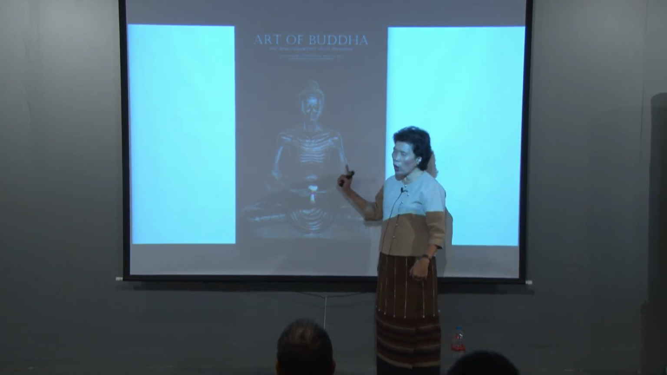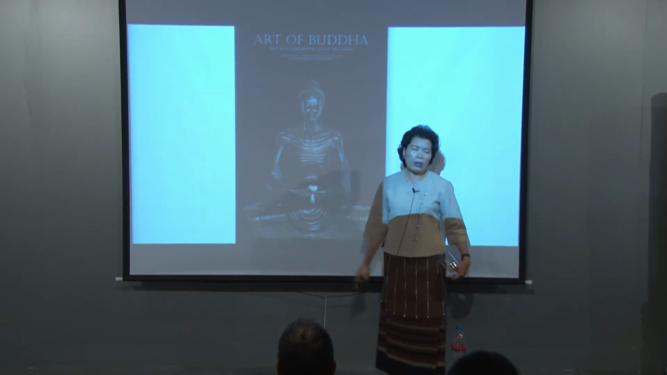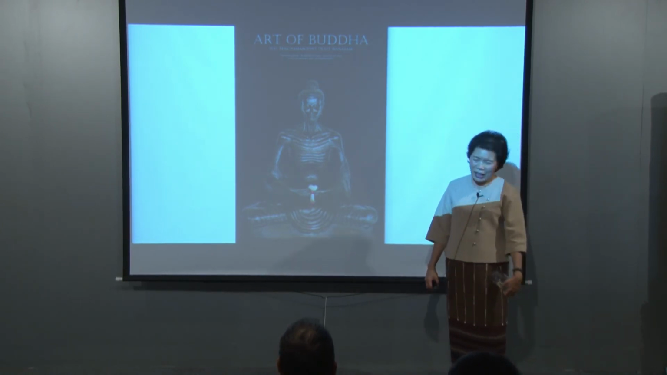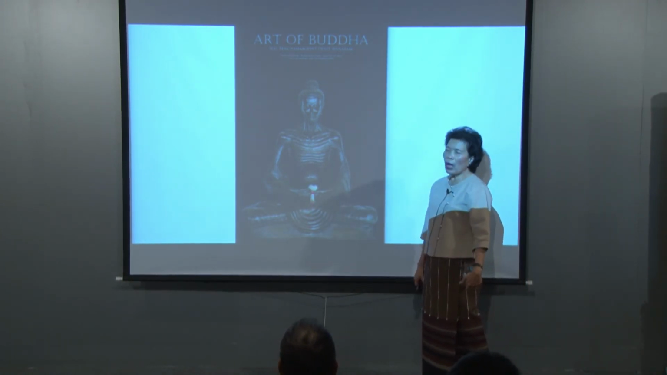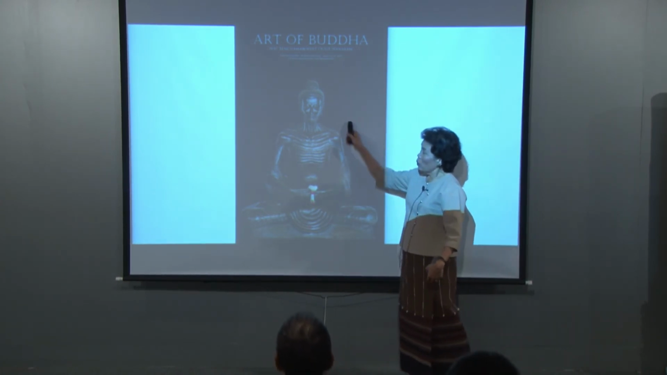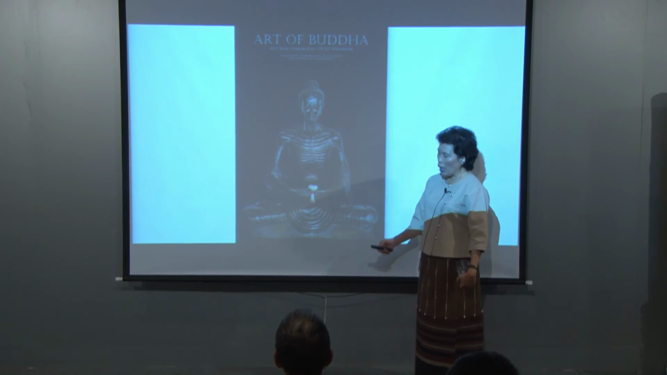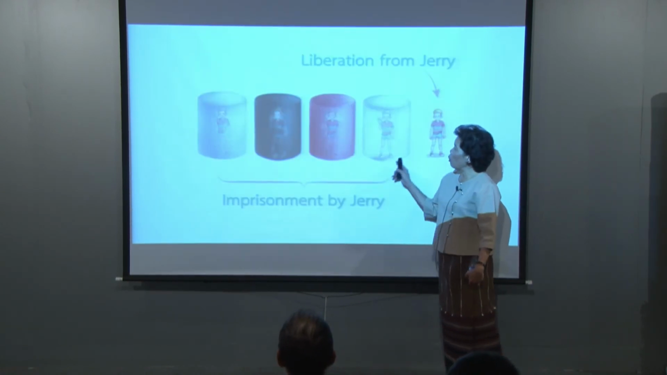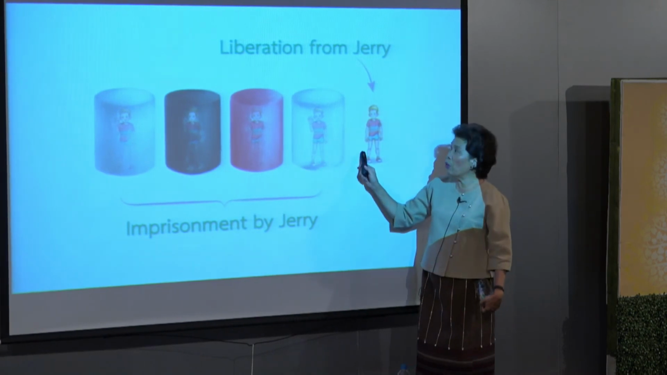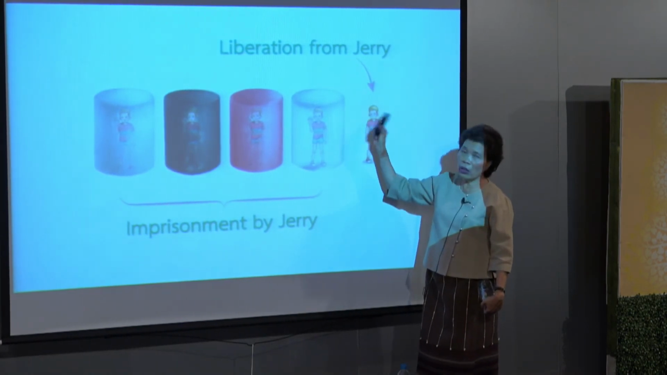Because of walking away, because of the parami, the perfection that he had accumulated for 20 asankheyya and a hundred thousand great kappas, he reached the state of enlightenment in the end. He was free from all types of Jerry in the end. That's how he could teach us.